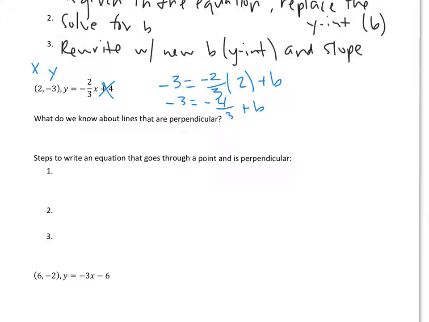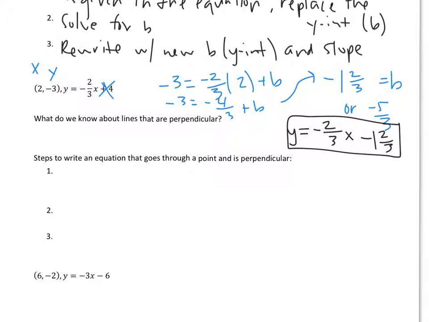So when I add 4/3 to both sides, -3 plus 4/3, I'm going to squeeze my work in here. -3 plus 4/3 is -1 2/3. So -1 2/3 equals b, or I could call that -5/3. Then to rewrite my equation for that parallel line, I would have y equals -2/3 x minus 1 2/3.